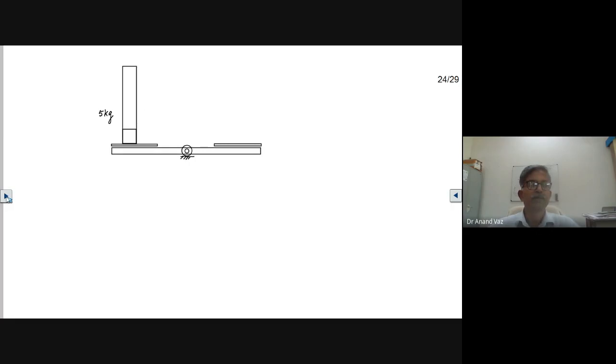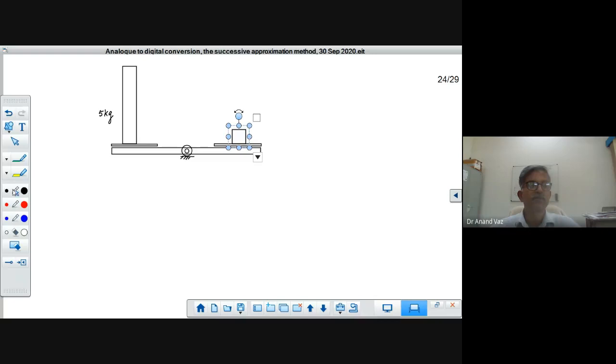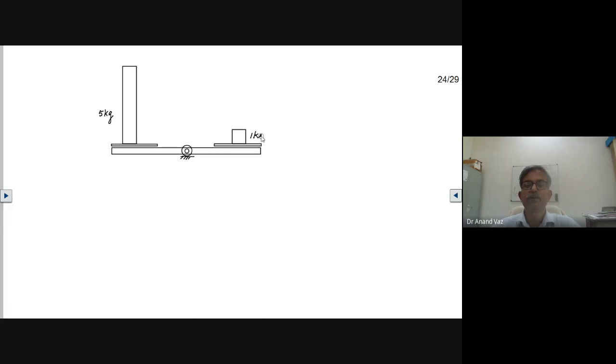Then you are placing it over here in this pan, and then you are checking whether the balance is tilted or not, so you are getting it in terms of count. You place this 5 kg, you did not know that it was 5 kg, you placed a weight. We know that it is 5 kg, but when you placed it, you did not know its weight. So now you are just adding a block of 1 kg. So this is 1 kg. Then you are checking whether the balance is tripping or not.